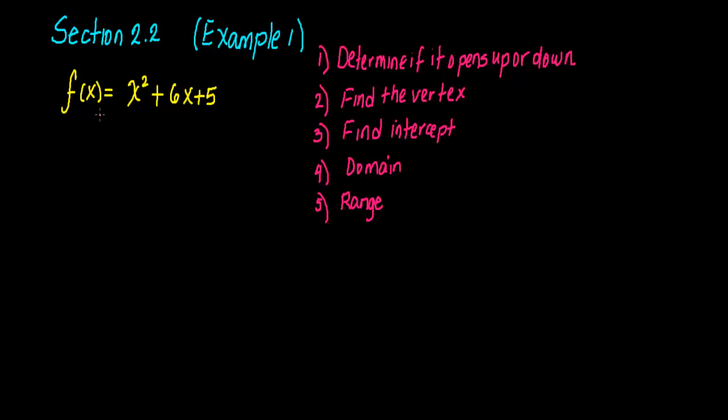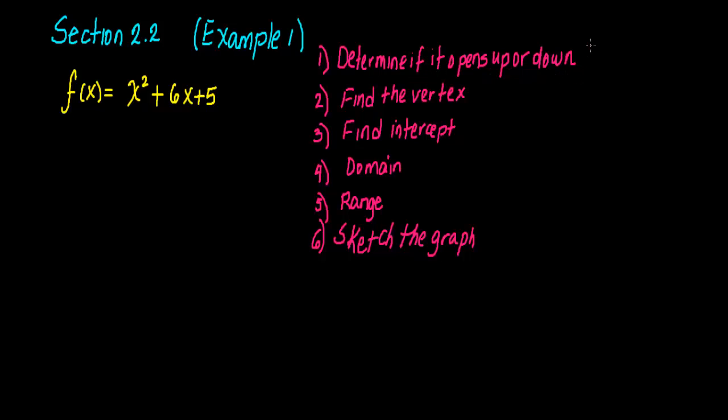Here is the function f of x is equal to x squared plus 6x plus 5. And what do we want to do? We want to do all of this that I have written here to the side, and I'm going to add one more thing, which is sketch the graph. What I want you to do is find all the information you need in order for you to make a sketch of this graph. The first thing we need to do is determine if it opens up or down.